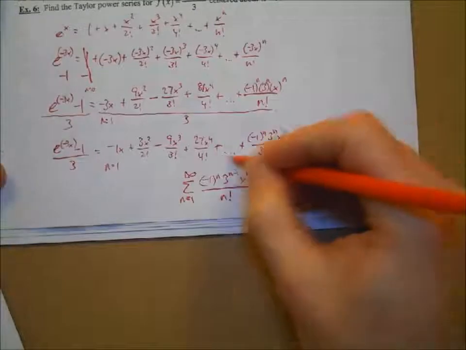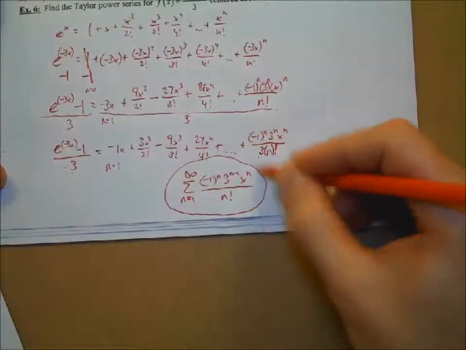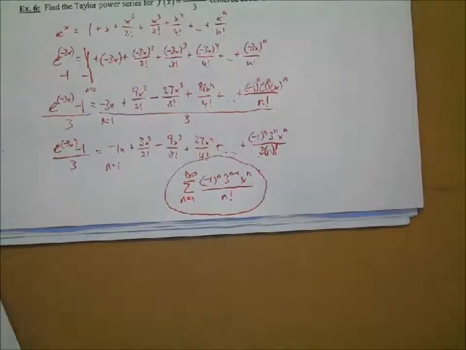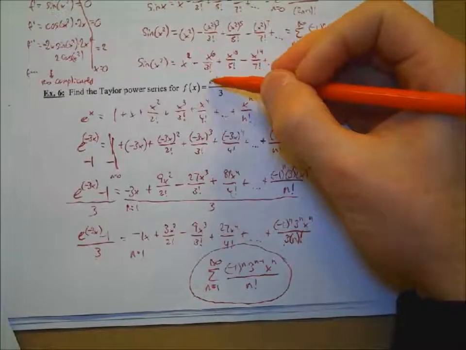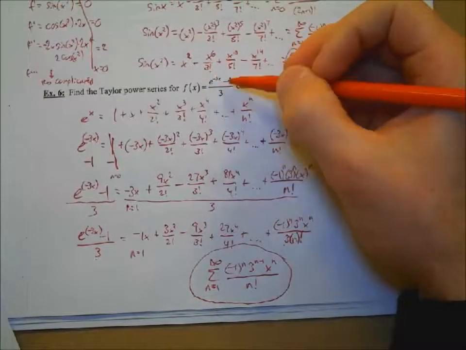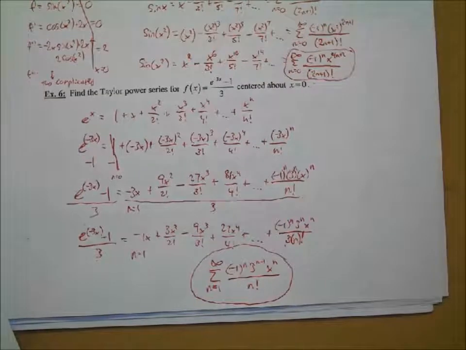Question, Mario. At the very beginning, couldn't you have just separated your equation, like break up the equation like e to negative 3x over 3 minus 1/3 kind of thing? Yeah, you could have done it that way too, and built it that way instead.